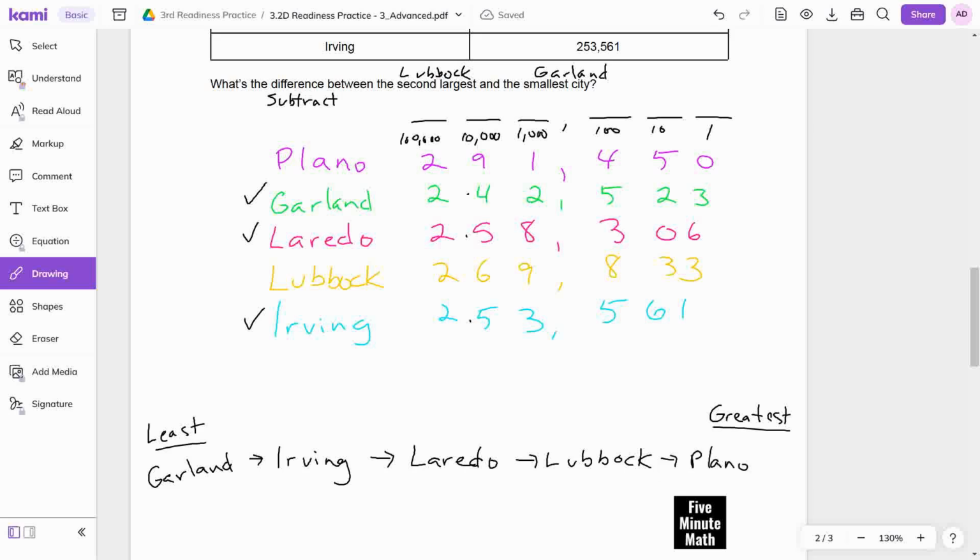Now, we're not done yet. We need to subtract Garland and Lubbock. Okay, so let's go ahead and do that. So Garland is going to be 242,000. Now when I'm subtracting, let's not put the comma. I don't want to think it's a 1 and include that. 523. And then I've got Lubbock, our second largest, right? 269. And then 833.